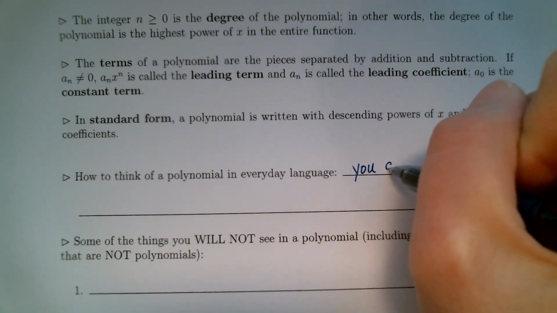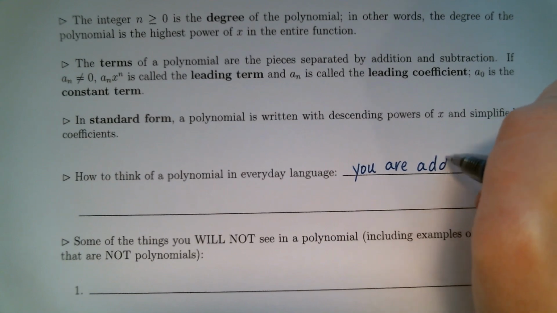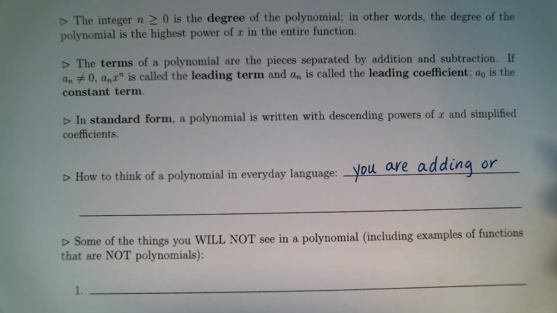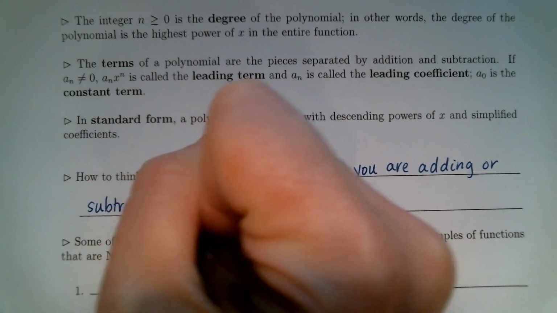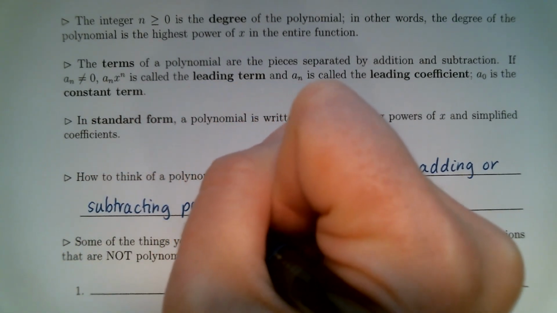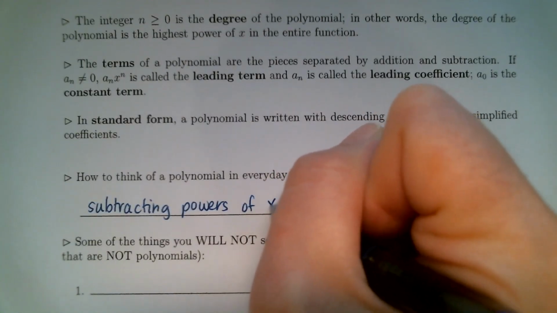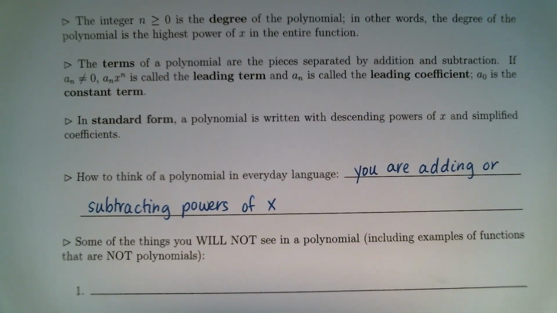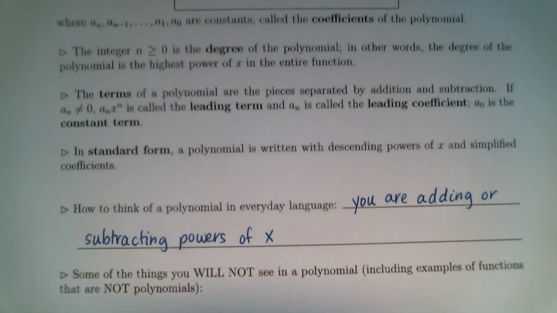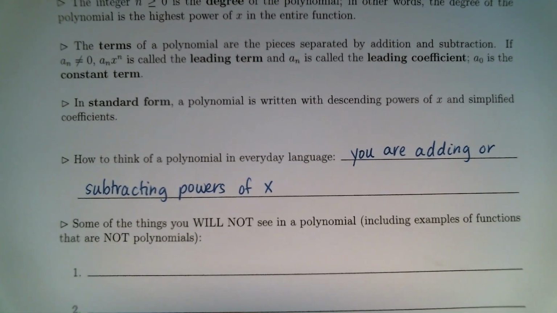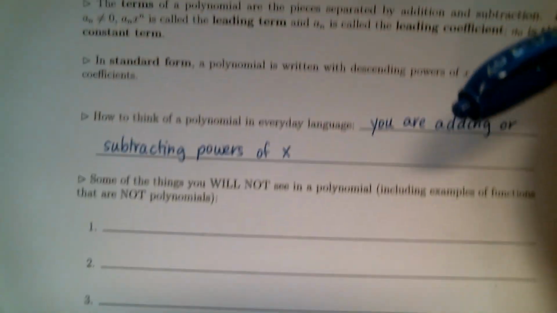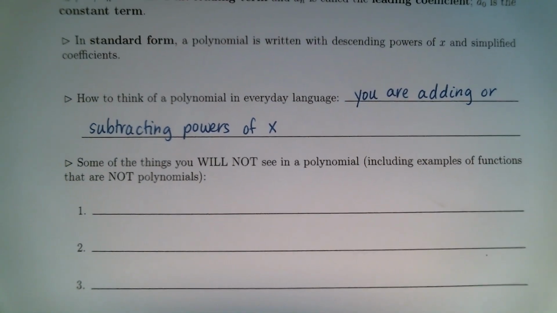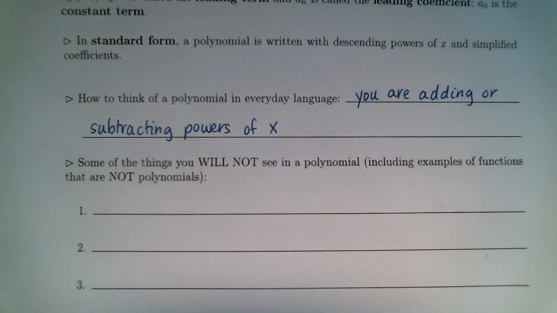You are adding or subtracting powers of x, so things like x squared or x cubed or x to the 5th, x to the 10th, things like that. I need to get a little more specific. Like I said, there are vocabulary words up here, but I will come back and explain those to you in a minute. Let's keep going along the lines of how we can think of a polynomial.